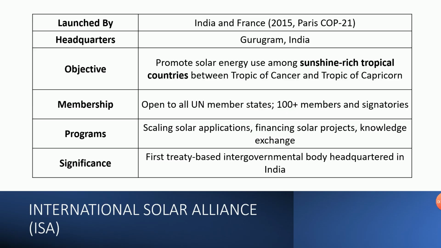Last is the International Solar Alliance. It was launched by India and France during the Paris Agreement. Its headquarters is in Gurugram, India. It promotes solar energy use among sunshine rich tropical countries between the Tropic of Cancer and Tropic of Capricorn. I think we have seen this topic in yesterday's class. Membership is open to all UN members, 100 plus members and signatories. Programs: scaling solar applications, financing solar projects, knowledge exchange. Lastly, significance: the first treaty based intergovernmental body headquartered in India.